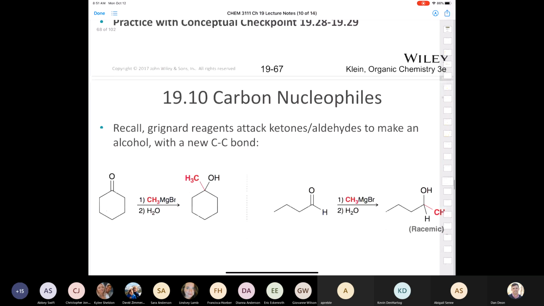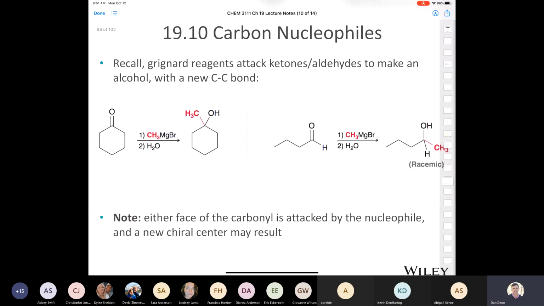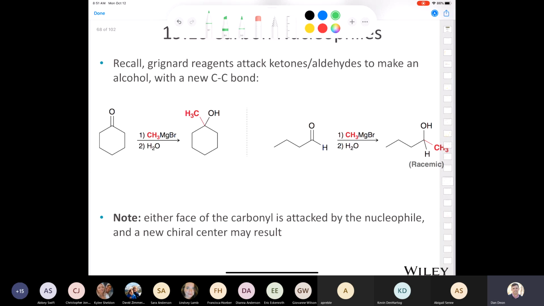Let's see here. This is another one that is, again, more review. I noticed there's a big mistake on this slide because it's not very polite to write a person's family name with a lowercase letter. So I'll put a big capital G here for Victor Grignard. Okay, there we go. Grignard reagents attack ketones or aldehydes to make an alcohol, forming a new carbon-carbon bond. We spent a lot of time talking about Grignard chemistry earlier in this class, so nothing really new there.